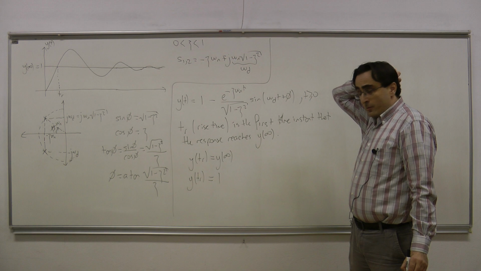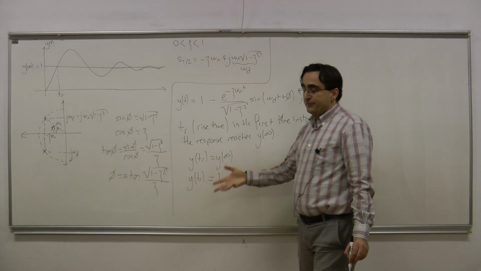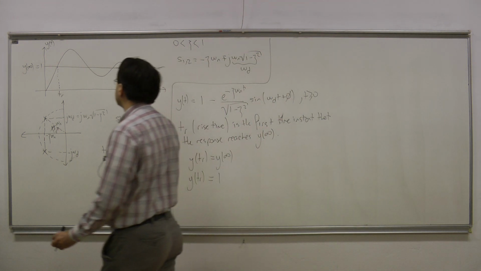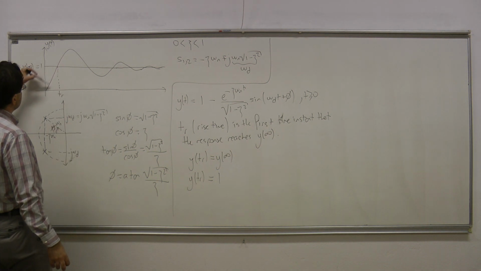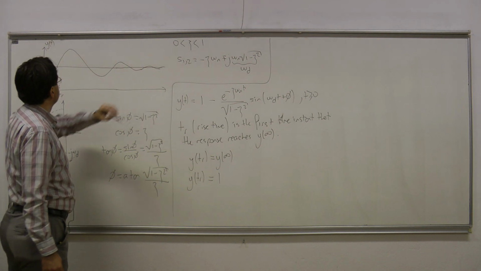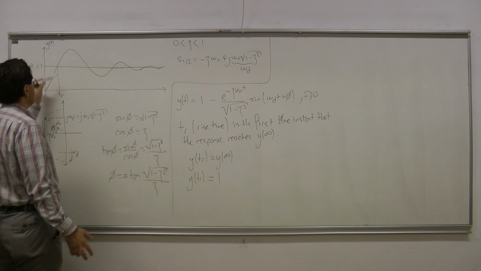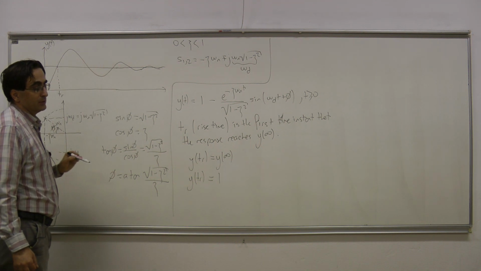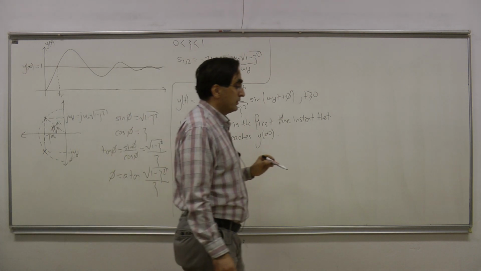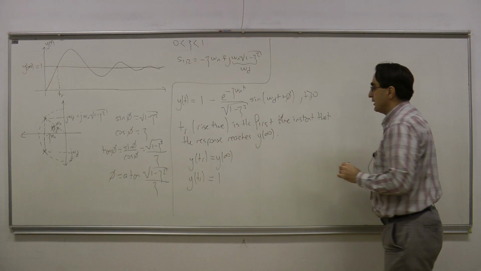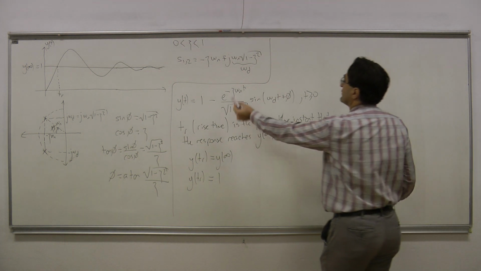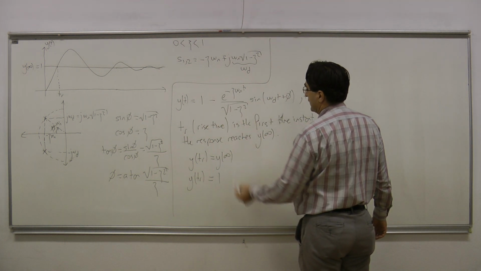Of course, you might think that there are infinitely many solutions of this equation. Why is that? Because we see that this response intersects this value 1 infinitely many times. And here we are after the first one. We need to find the first such intersection. Now let us try to solve that equation.